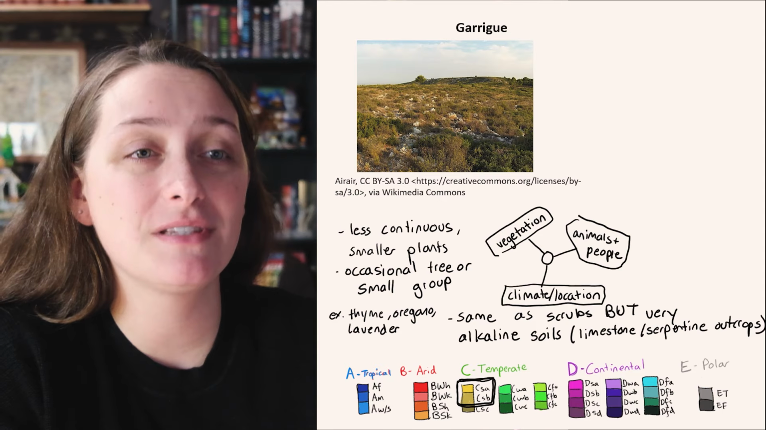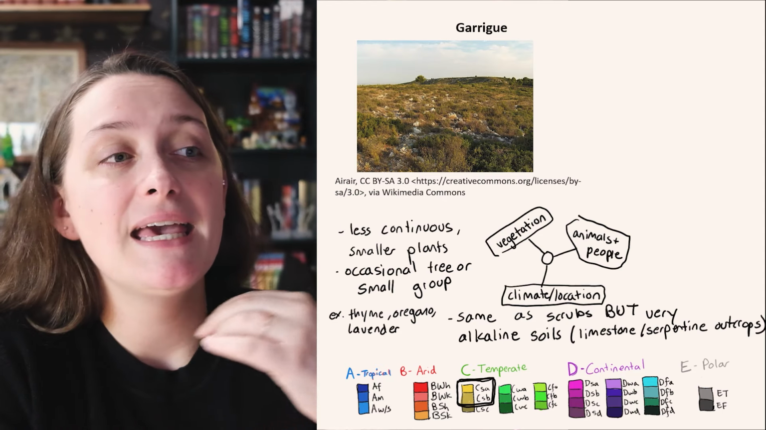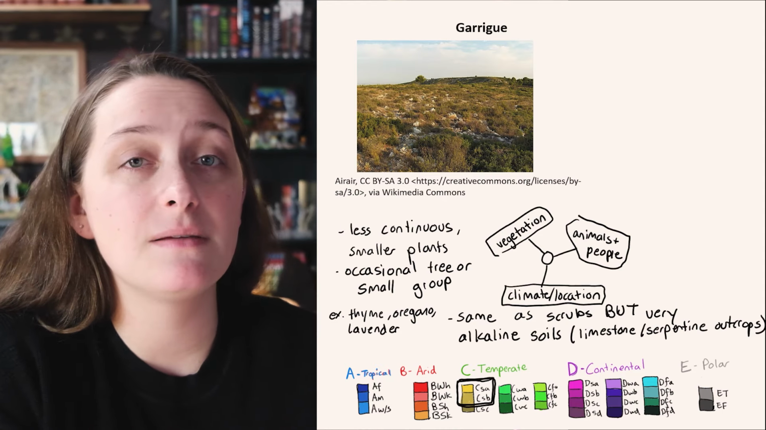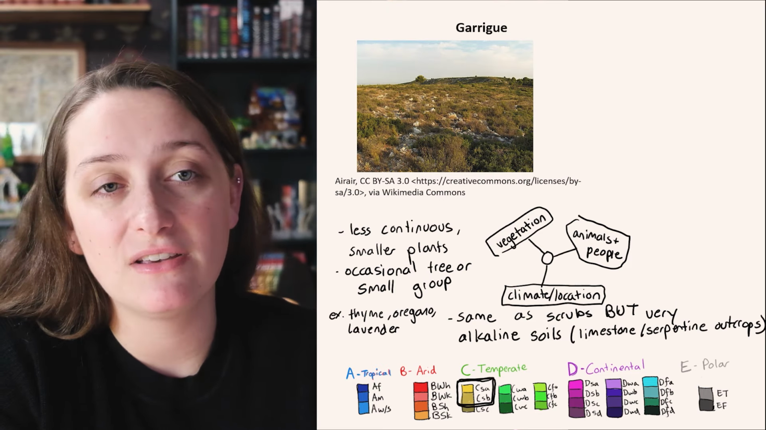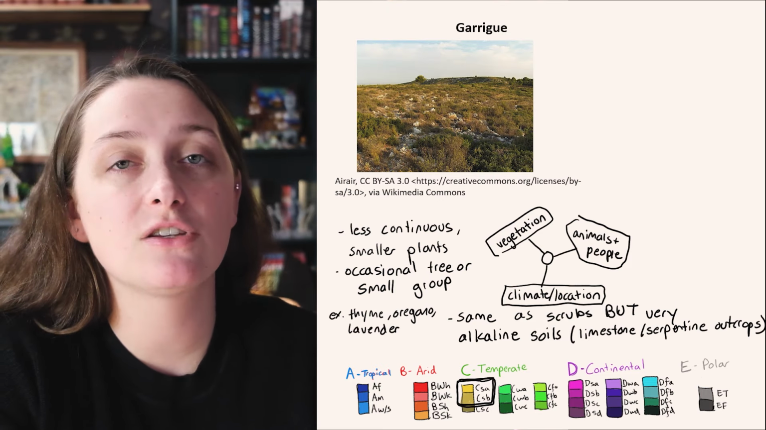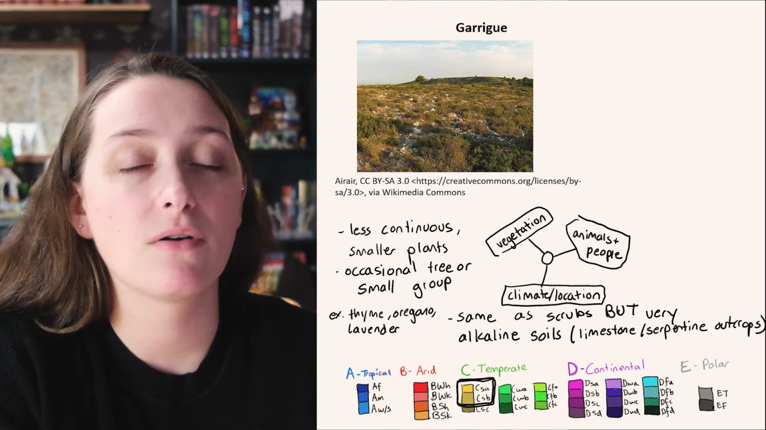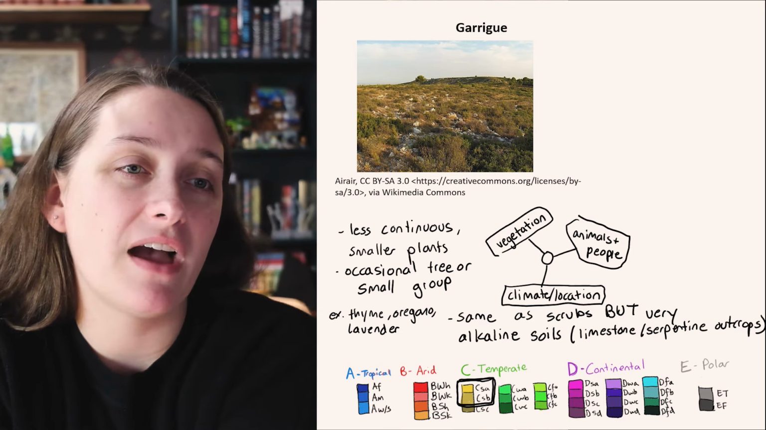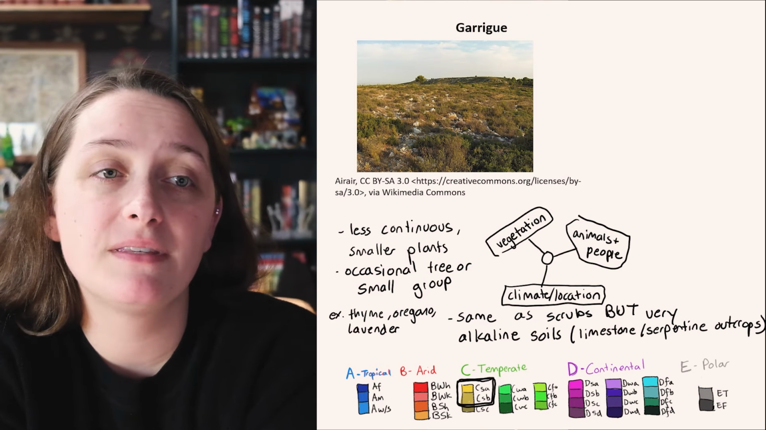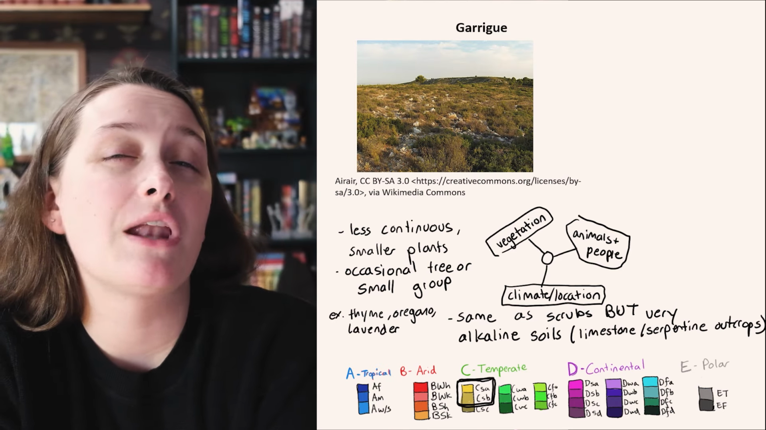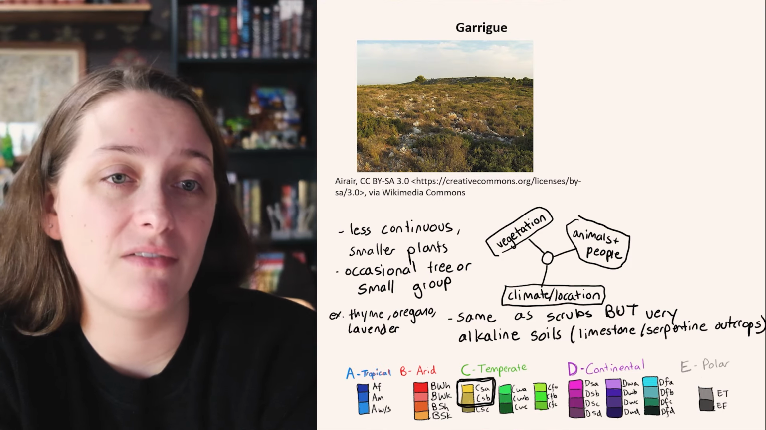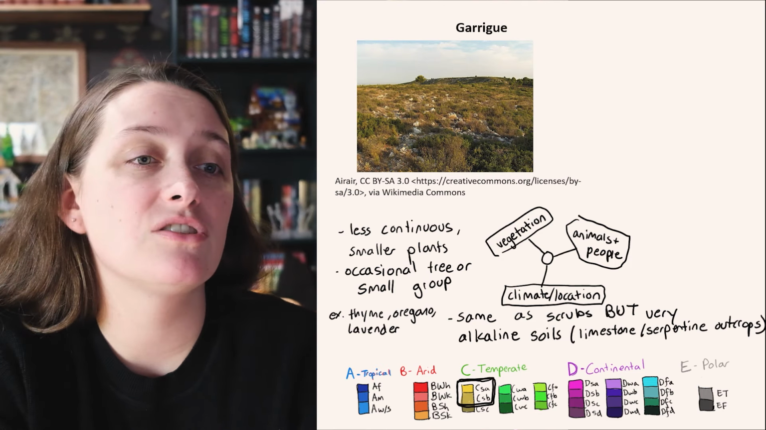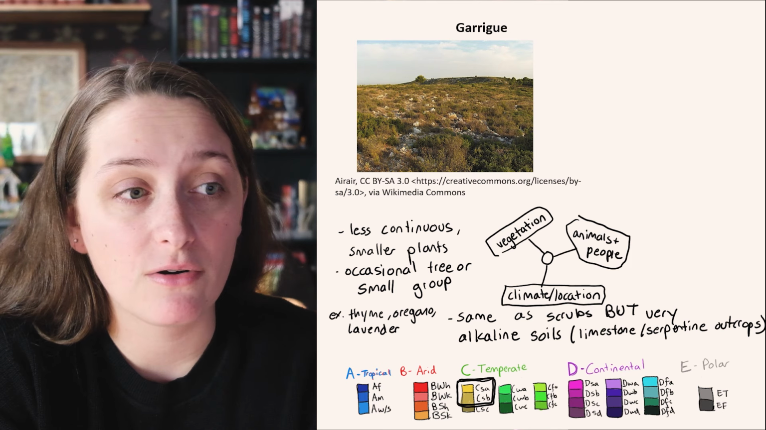This is also closely related to Mediterranean scrub, but it is less continuous and the plants tend to be smaller. You might occasionally find a small tree or group of trees, but this is going to be things like thyme, oregano, lavender, etc. These are found in the same areas as the other scrubs, except they are found in soils that aren't good for these other types. So think very alkaline soils, such as over limestone or serpentine outcrops.